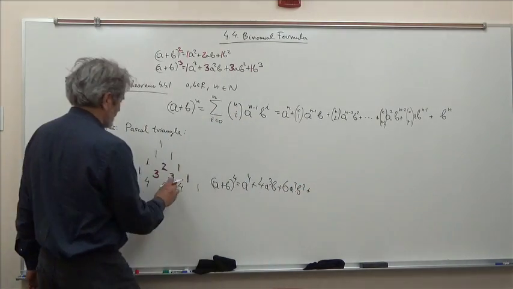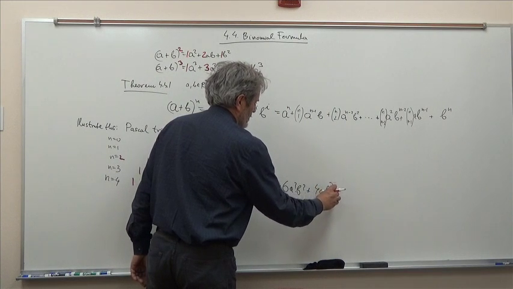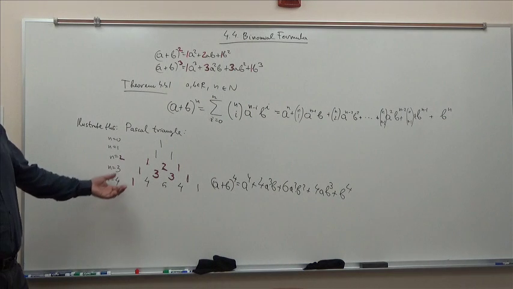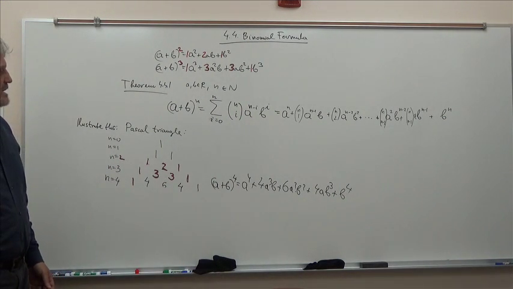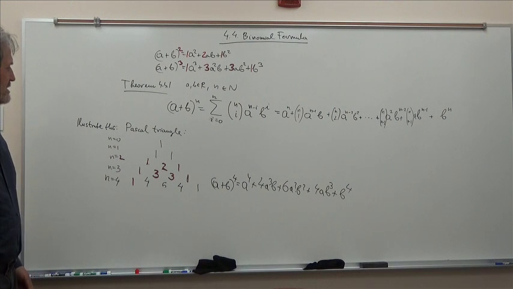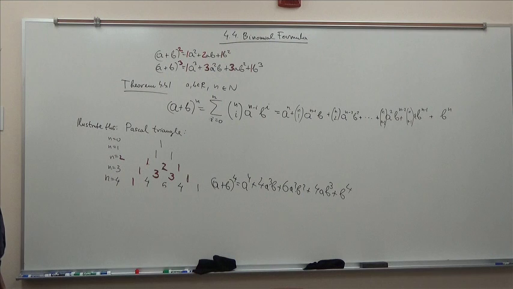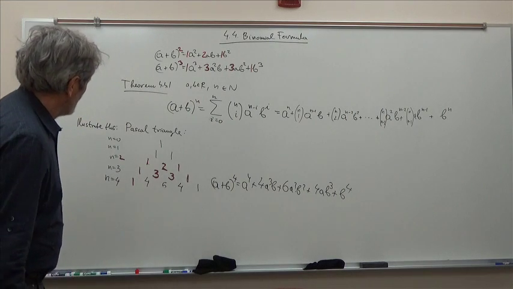Plus, next one is 4 again, 4ab cubed plus b to the 4. And then if you want to use it for fifth power, for sixth power, you can very quickly get these numbers. By the way, when we look at these binomial coefficients, here is the reason why this is valid.